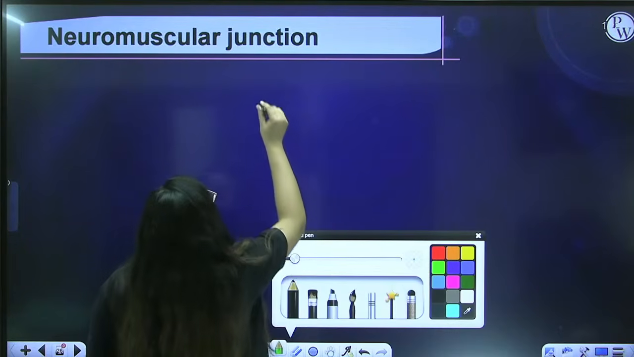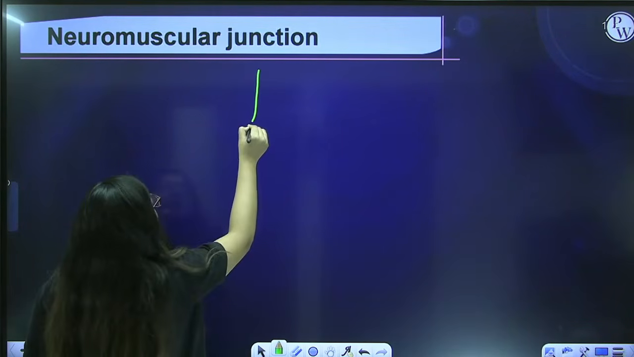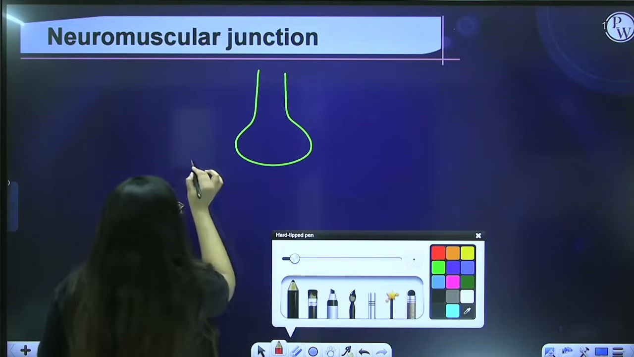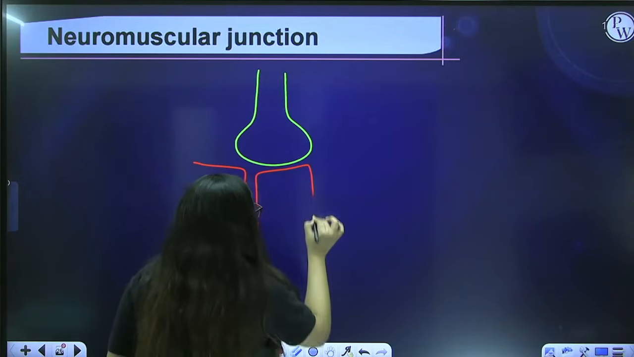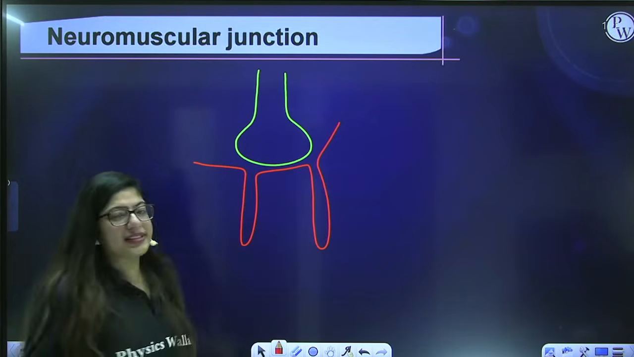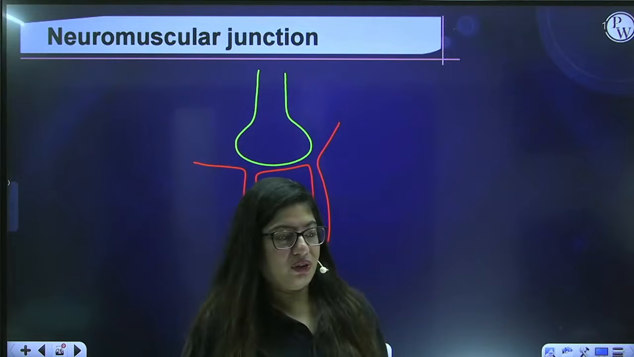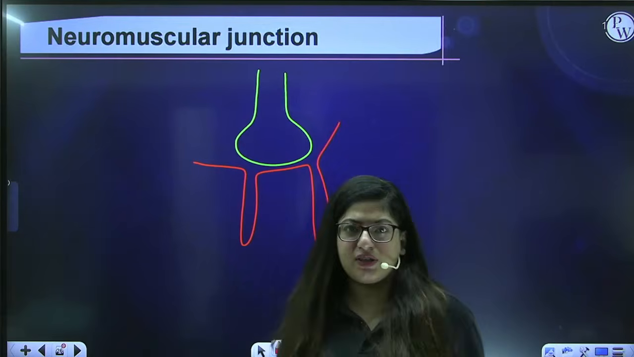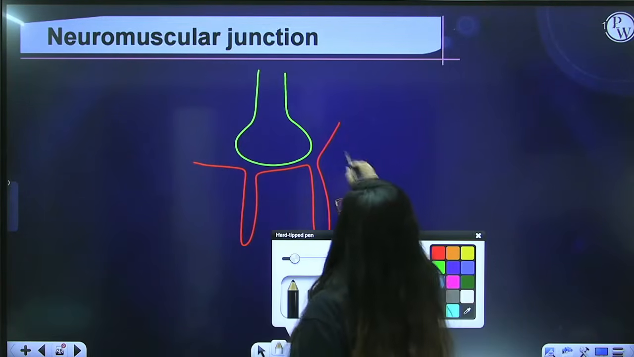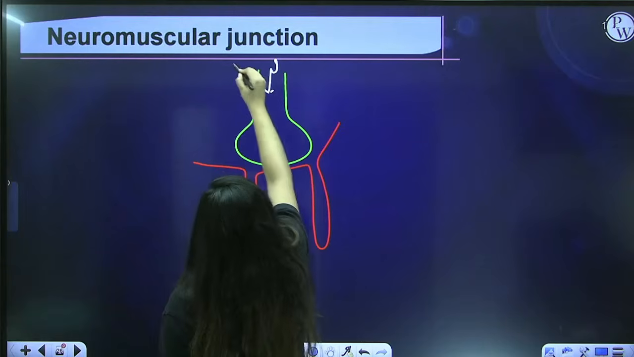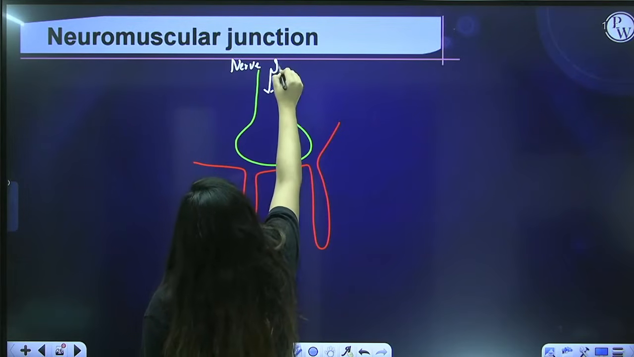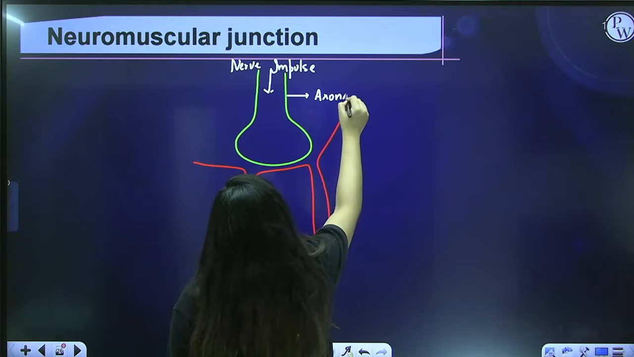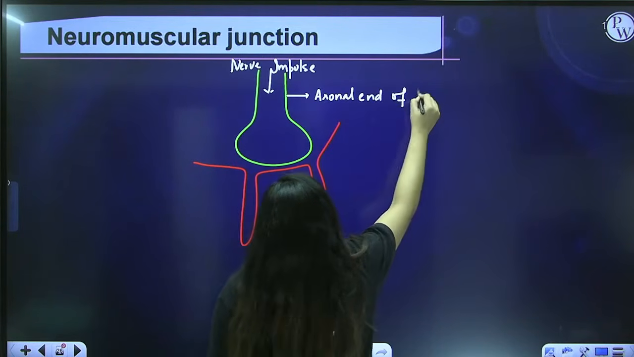So imagine this is a neuron. This is a neuron. And here you have skeletal muscle fibers with the T-tubules like this. Okay. So for example, how do the muscle contractions start? You need to understand the structure side by side. And I will also be telling you the functioning or how it works. So here guys, first of all, the impulse will arise, nerve impulse. Okay, nerve impulse will come here. And this is the axonal end of motor neuron. Axonal end of motor neuron.